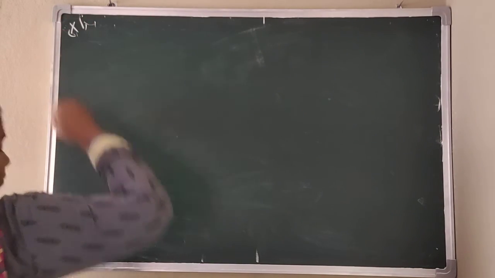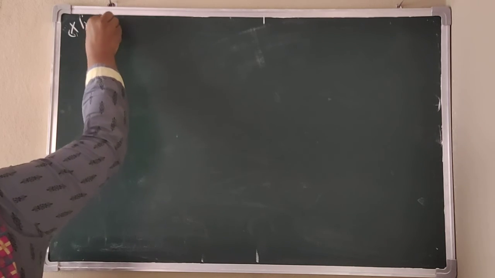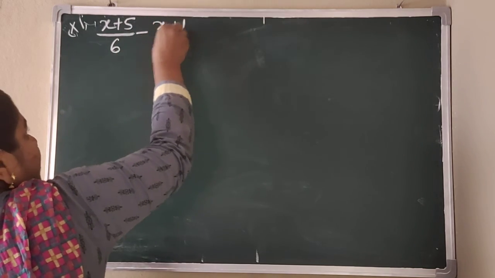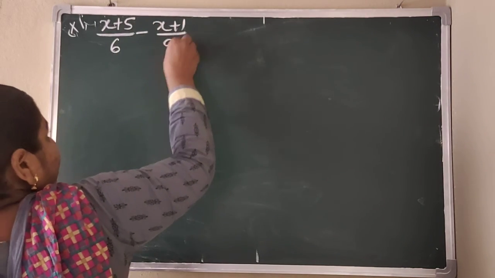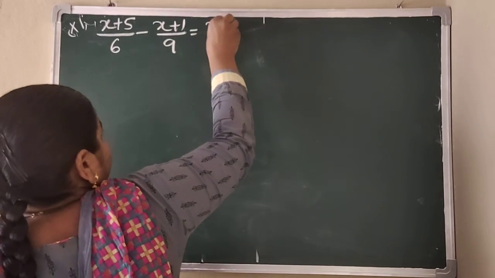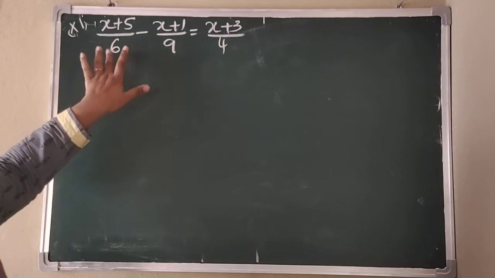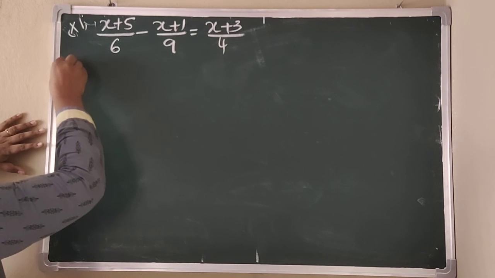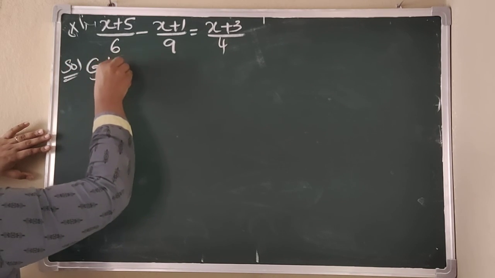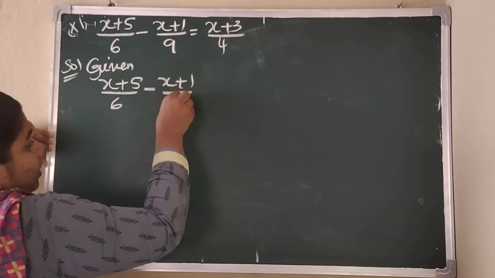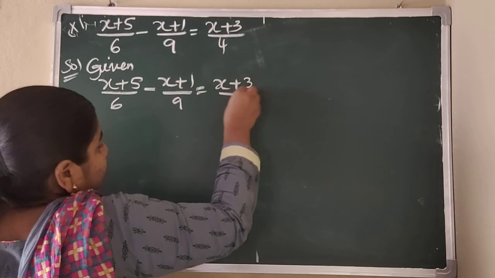So 11th question is (x + 5)/6 − (x + 1)/9 = (x + 3)/4. Okay, first you solve these two. We have to take the LCM of 6 and 9. So, solution: given (x + 5)/6 − (x + 1)/9 = (x + 3)/4.